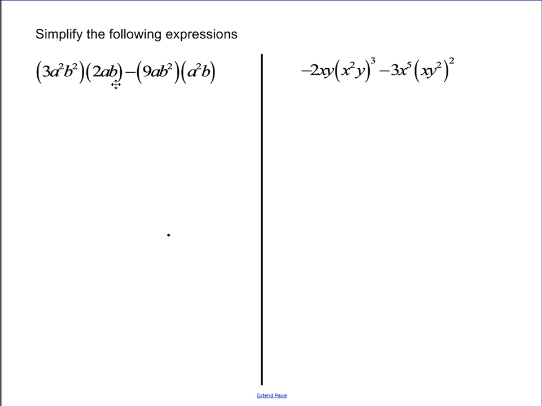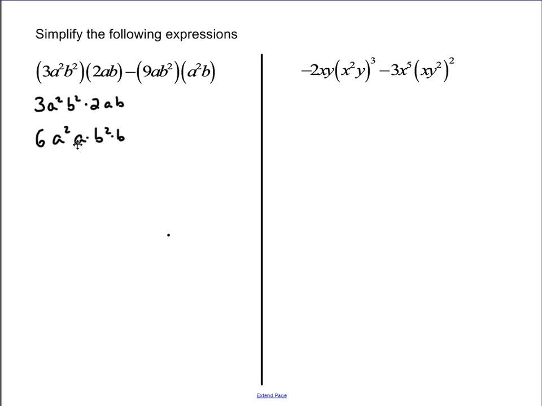In the first case, 3a squared b squared times the quantity 2ab. The first thing I'm going to do for this term is drop my parentheses so I can do all the math, and that means I'm going to take 3 times a squared times b squared, multiply that by 2 times a times b. Now I'm going to multiply my constants, 3 times 2 to give me 6. I'm going to take a squared times a, multiply b squared times b.